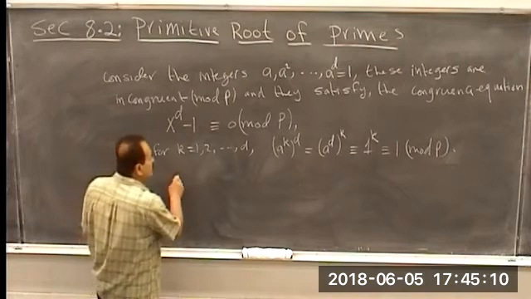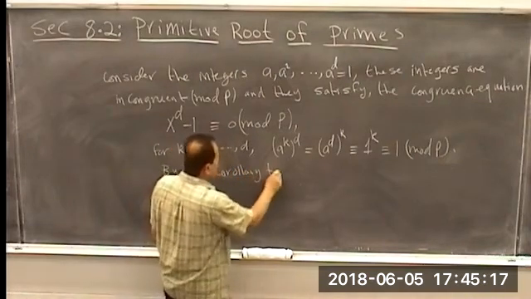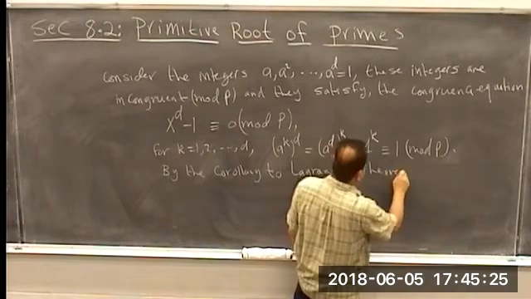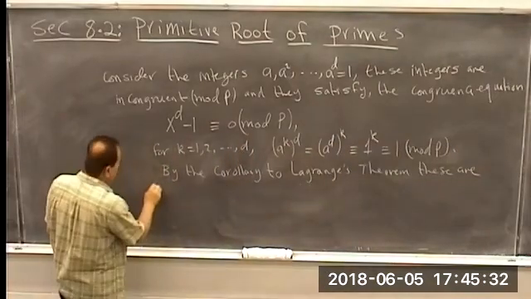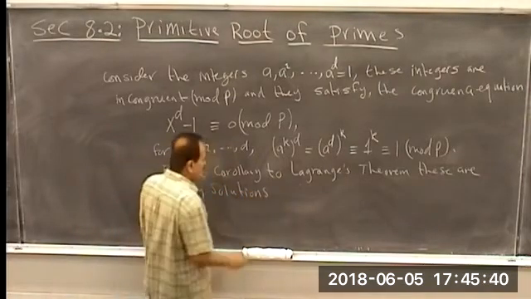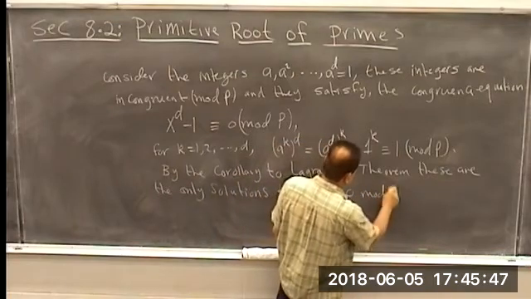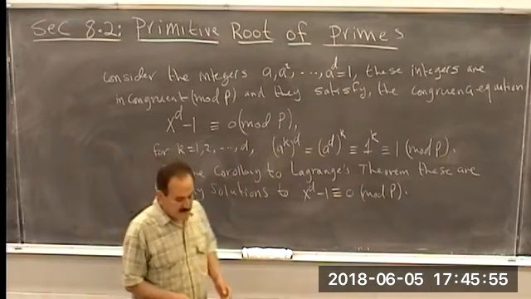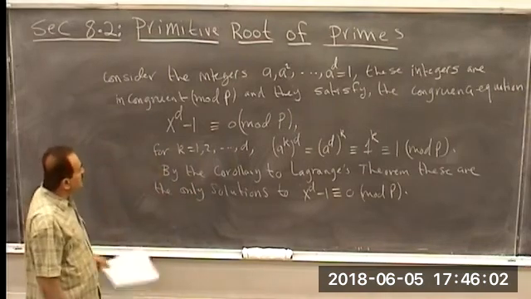By the corollary to Lagrange's theorem, these are the only solutions to x to the d minus 1 congruent to 0 mod p. They are all incongruent, so how many of them do we have? We have d solutions. And since the degree of this polynomial is d, this is full.